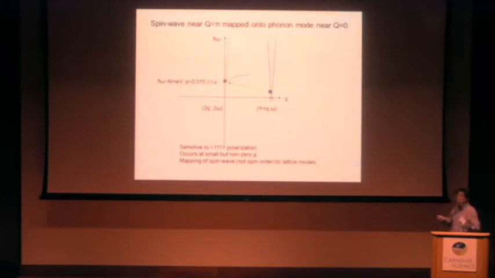First is, why do we see this spin resonance only near the 111 Bragg peak? The reason is because the coupling between the spin fluctuation and the polar fluctuation is only strong when you couple to the 111 polarization.